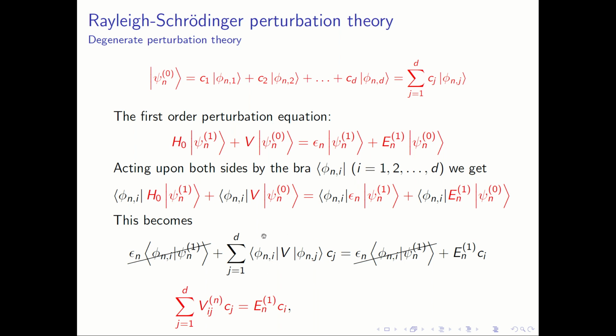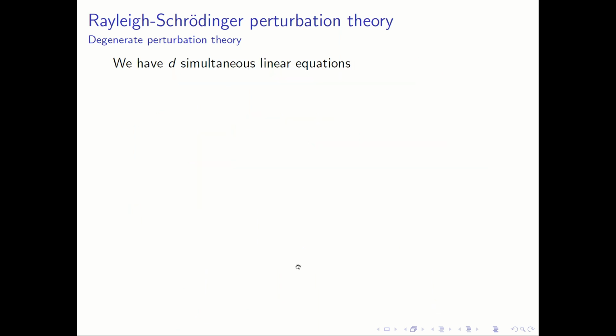On the left hand side you have Vij Cj summed over. I put in an n up here just to remind you that this is all in the subspace corresponding to epsilon n. So this is a d-dimensional subspace, and when you add up all these terms, which is of course this sum here, you get En1 times Ci, and Vijn is nothing but this matrix element. Now if you look at this a bit closely, or if you just write it out in full, what we have are d simultaneous linear equations, one for each value of I.